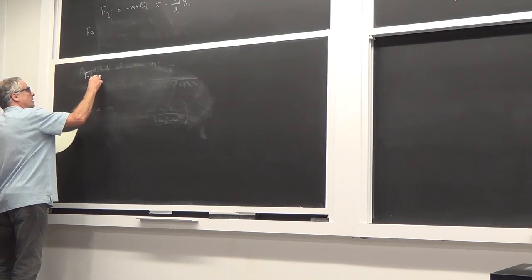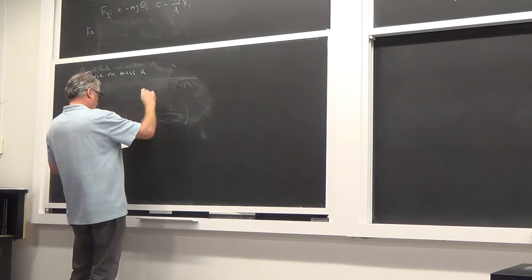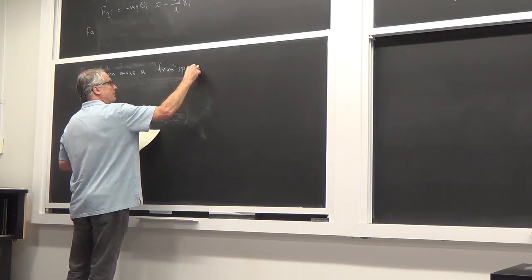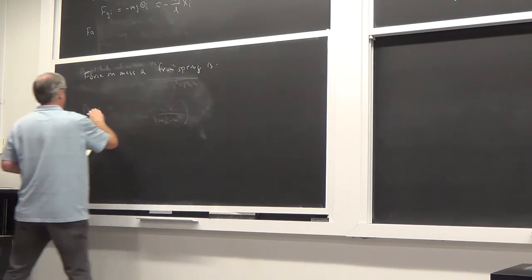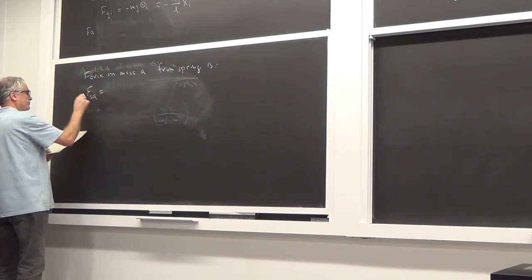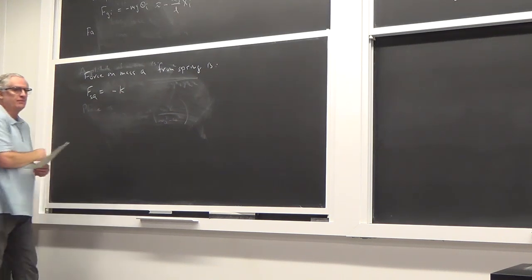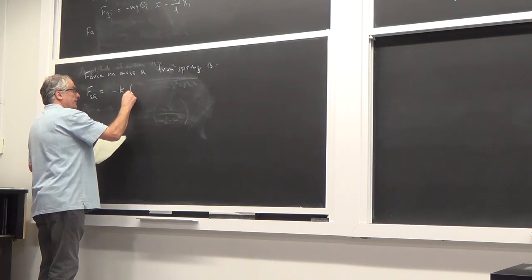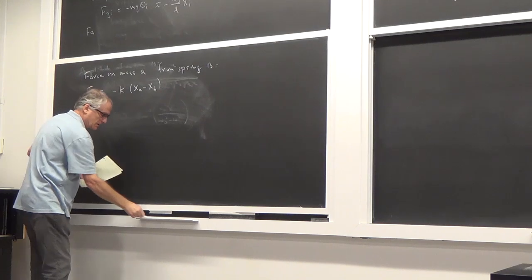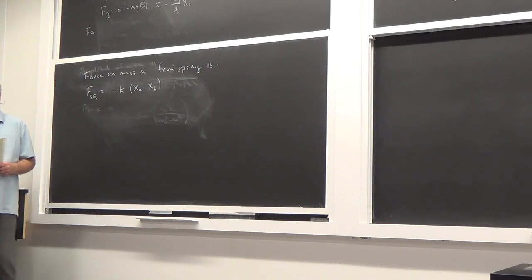The force on mass A from the spring, F sub A, is equal to F sub spring A, I guess. Well, the spring constant, it's a restoring force, and the magnitude is proportional to the length of the spring away from equilibrium. So x sub A minus x sub B.